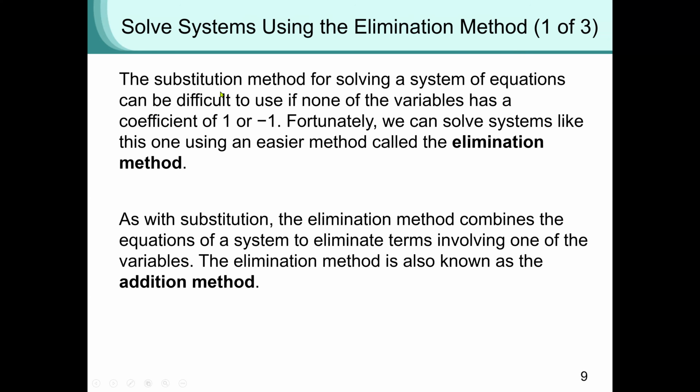So for example, here we say the substitution method for solving a system of equations can be difficult to use if none of the variables has a coefficient of 1 or -1. But fortunately, we can also solve systems like this one using an easier method called the elimination method. As with substitution, the elimination method will combine the equations of a system to eliminate one term, or here we say eliminate the terms involving one of the variables. The elimination method is also known as the addition method because we're going to combine the two equations.